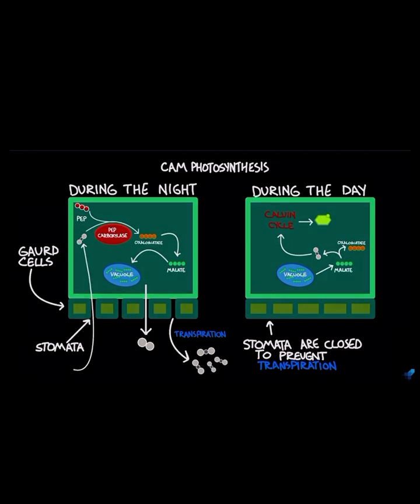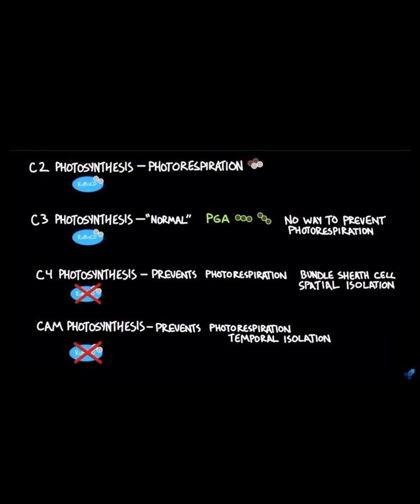Now I know that's a lot of information, so if you're crunched on time, just remember this quick overview. C2 refers to photorespiration. C3 is normal photosynthesis. C4 mitigates photorespiration by separating the initial CO2 fixation from the Calvin cycle. And it's dealing with bundle sheath cells. So C4, think bundle sheath cells.